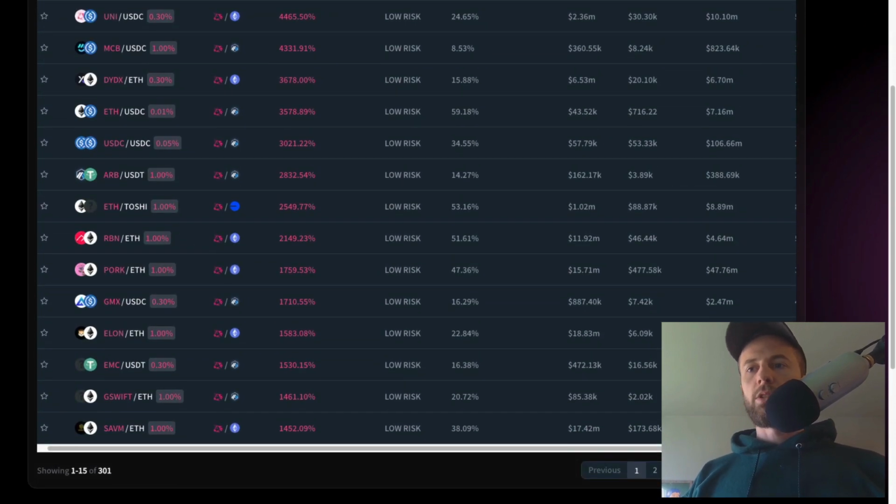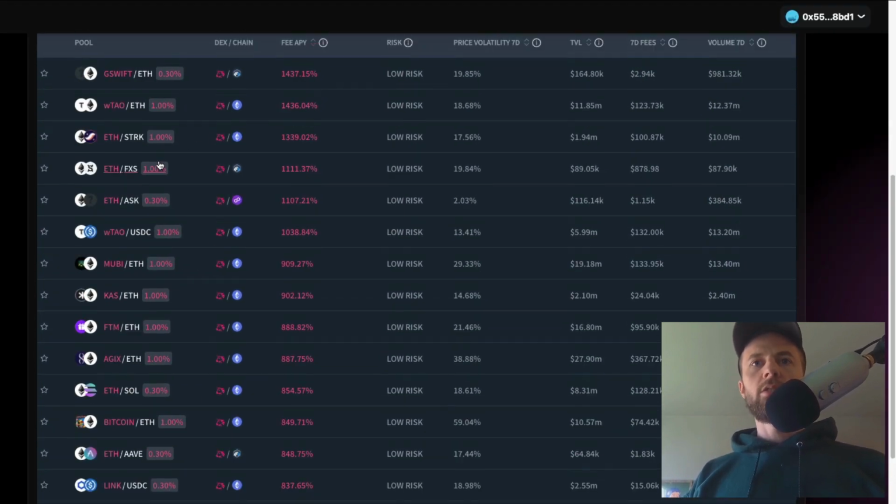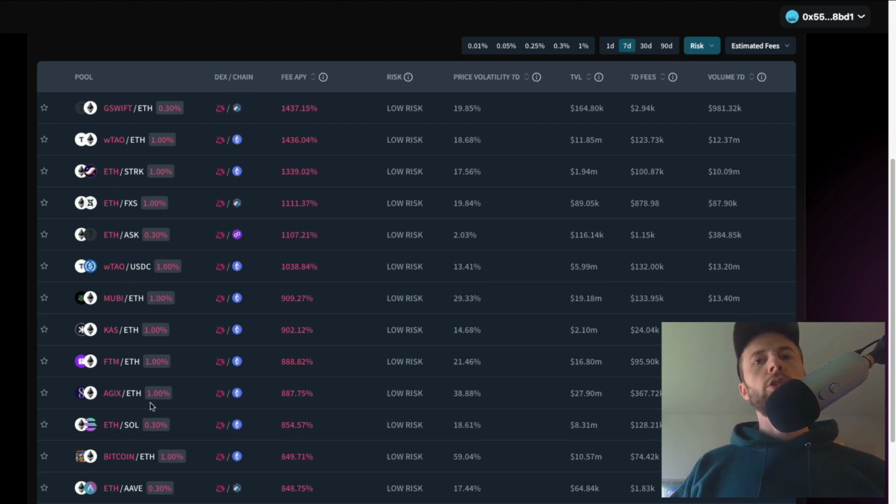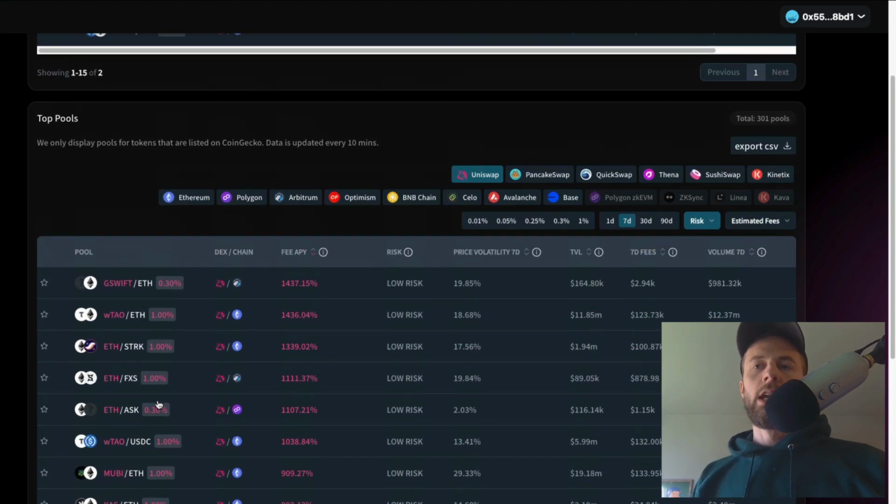Maybe that could be a good option. You just click through until you see a token that you like. Something I would advise is when liquidity providing, you never want to provide liquidity to some random token that you don't know anything about. It's best if you have some background on the token, maybe you've done a little research, and really you want to provide liquidity to tokens that you're actually bullish on. You think these tokens will most likely go up in the future.